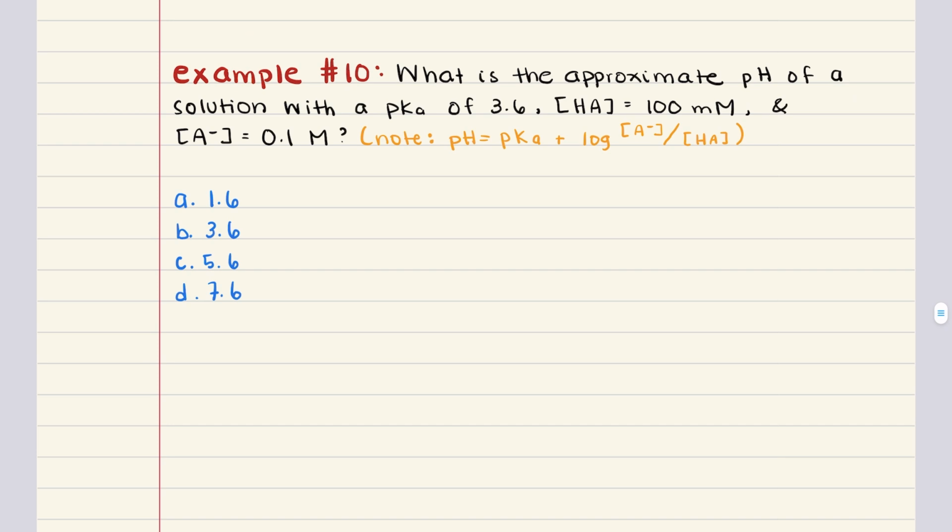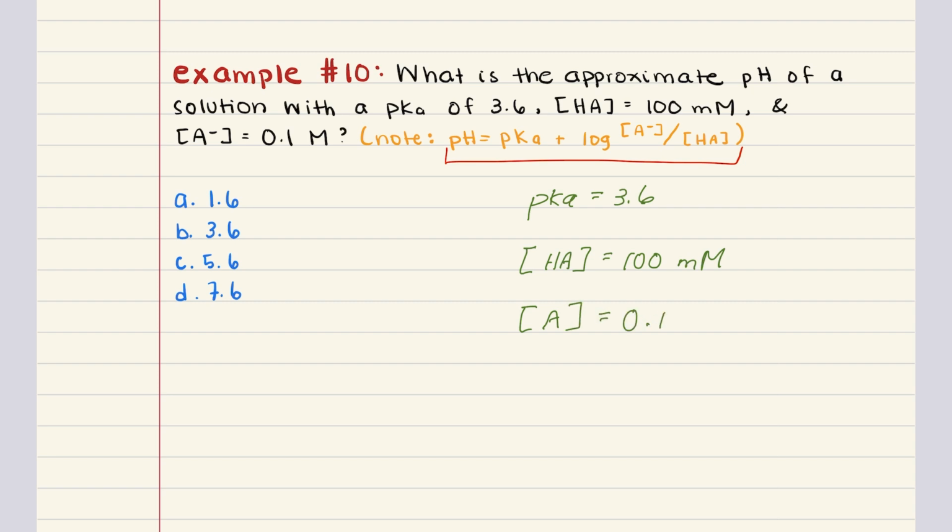Problem 10 says, what is the approximate pH of a solution with a pKa of 3.6? Here we're given the concentration of the acid, 100 millimolar, and the concentration of the conjugate base, which is 0.1 molar. We're also given the formula to calculate pH. We're given the pKa, that's equal to 3.6. We're told that the concentration of the acid is equal to 100 millimolar. And we're told that the concentration of the conjugate base is equal to 0.1 molar.